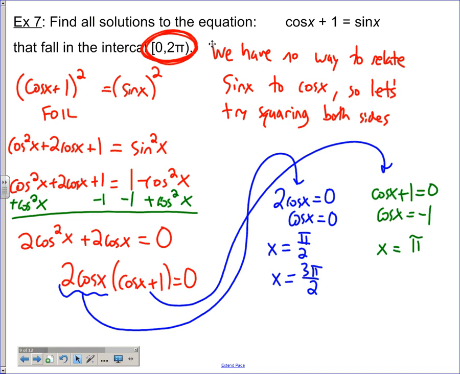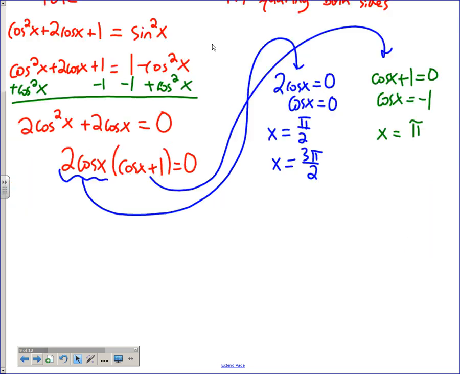The question is, when we squared both sides, it's possible that extra answers appeared. Okay, so this is the only time that you need to check all of your answers by plugging them back in. It's always a good idea to check them, but this time is especially important. So we're going to check pi over 2 first, in our original equation. So that would be cosine of pi over 2 plus 1 is equal to sine of pi over 2. Is this true? Well, cosine of pi over 2 is 0, plus 1 equals 1. Okay, that worked out. Now we'll check 3 pi over 2.